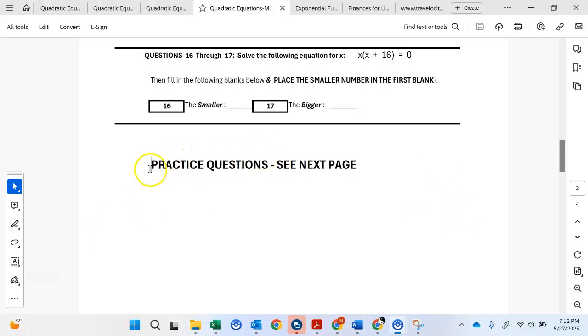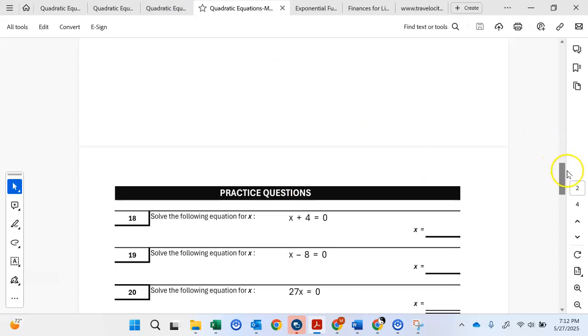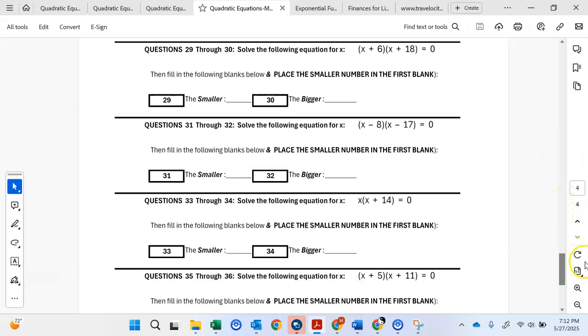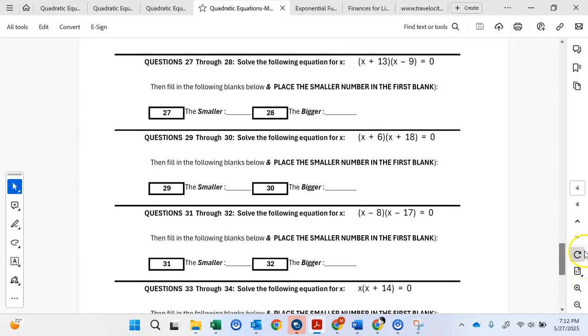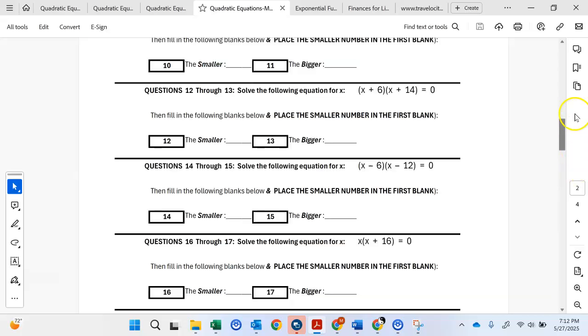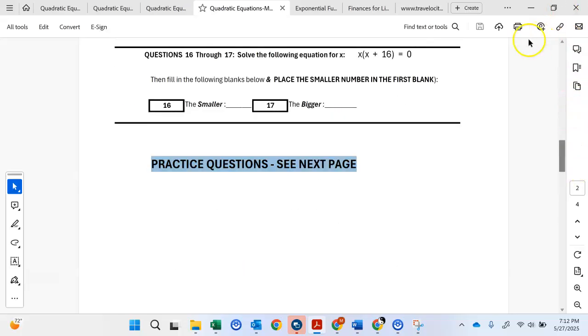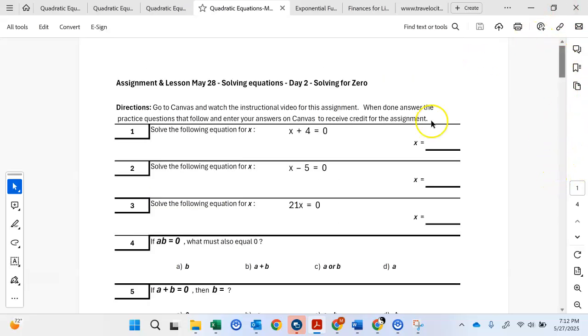Now you are ready for practice questions. See the next page, you're going to have practice questions all the way to there. There's a lot of questions, but it should be very quick and fast if you understand the concepts. Make sure that when you are finished, you enter your answers into Canvas to receive credit.